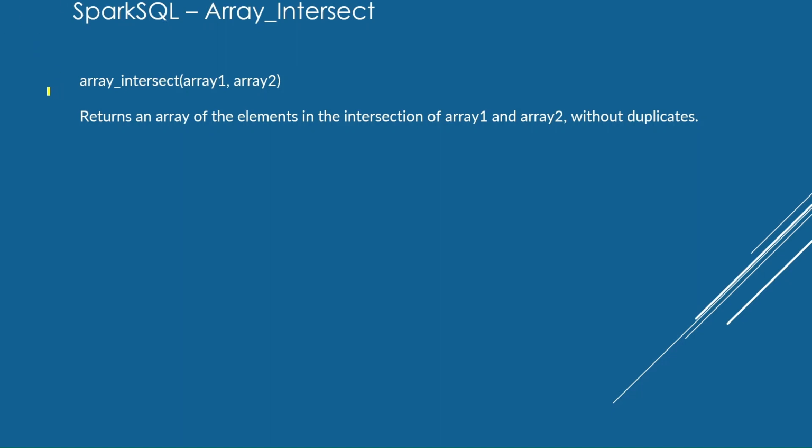We can see this is the signature of the array intersect function. It takes two arguments. Both arguments are of array type, and it returns an array of elements in the intersection of array 1 and array 2 without duplicates.